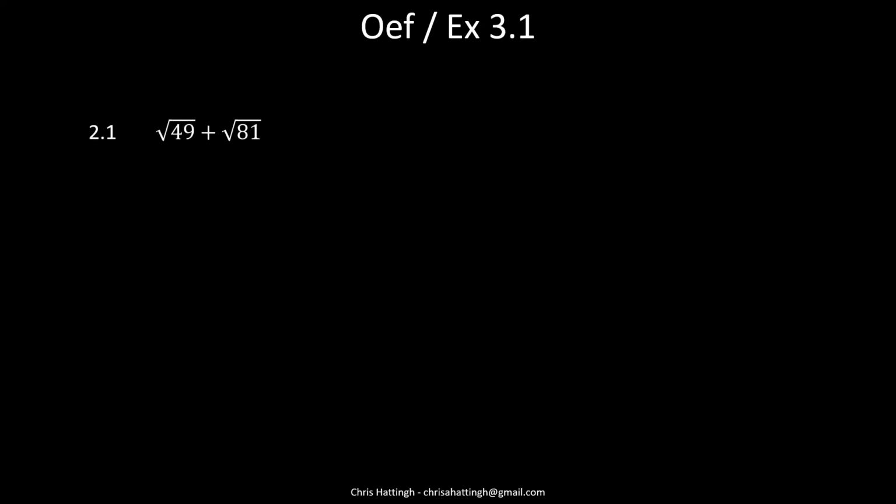Number 2, we're looking at roots. The square root of 49 plus the square root of 81. The operator is not underneath the root, so you're first going to do the roots and then you're going to add it together. So it will be 7 plus 9, that gives you 16. 2.2, first do the roots, so it's going to be 5 minus 11, and that gives you minus 6.